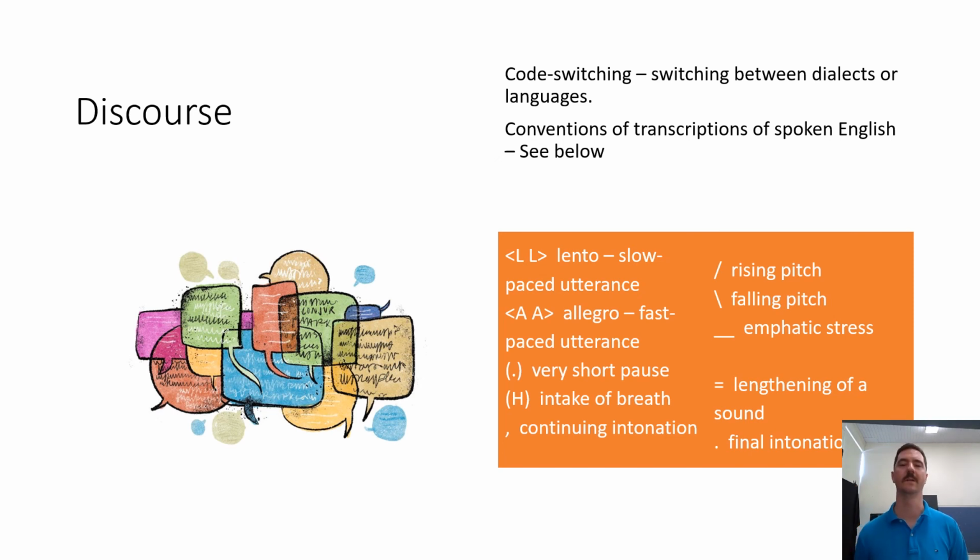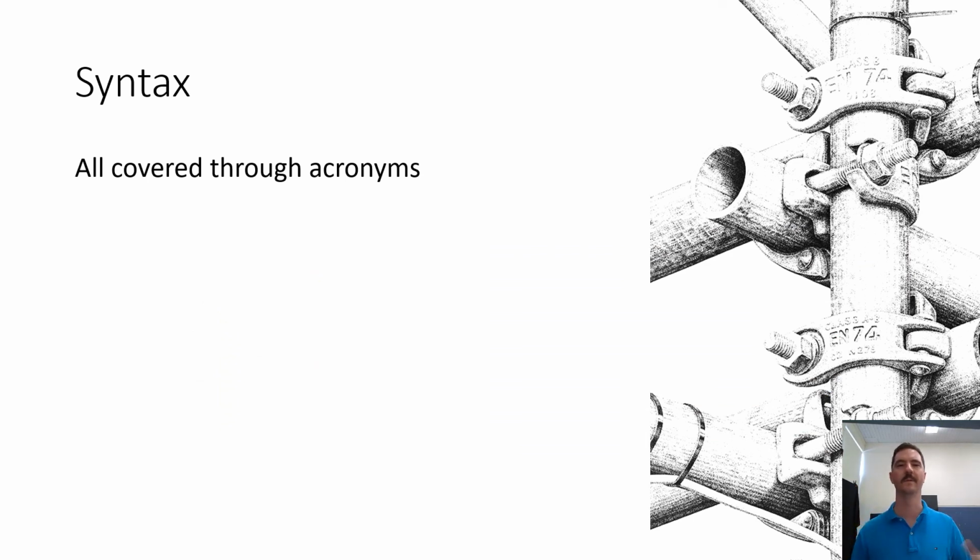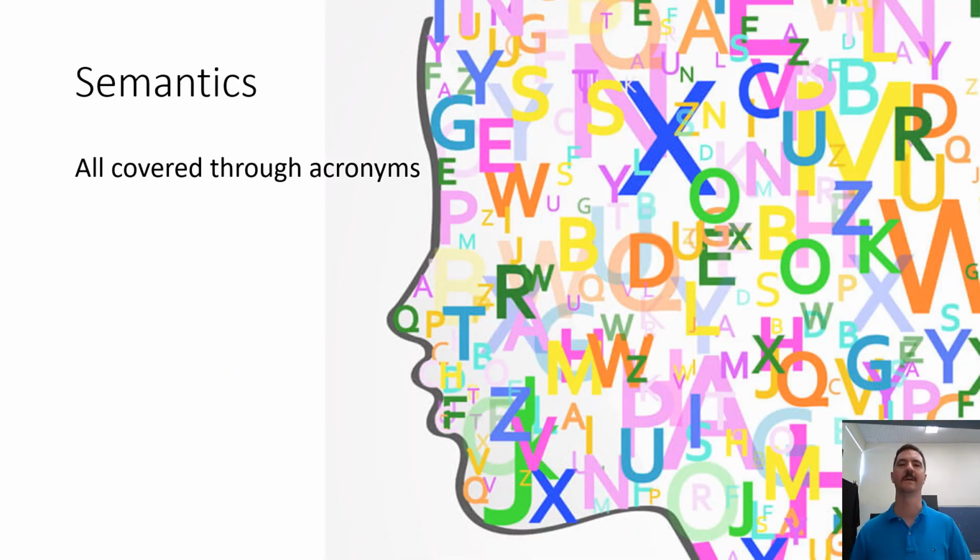You also need to know about the conventions of transcription for spoken English, and if you've done a number of spoken discourse texts, then you'll get a pretty good idea of what these are. Lento, allegro, all these patterns. And even if you create a transcript for a text that you think is really interesting, maybe for section C, an example that you're going to use, it might be worth turning that into a transcript just so you can think about the prosodic features that contribute to the meaning of that text. Syntax, all of those have been acronymized, so you're free, and semantics likewise. So all of those have been covered through a long list of ugly acronyms.